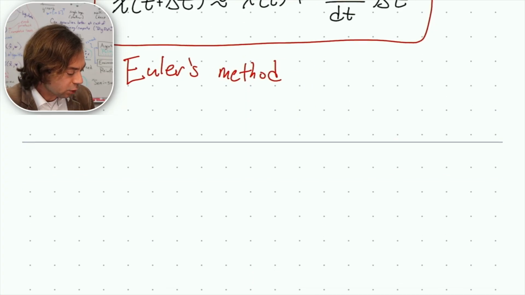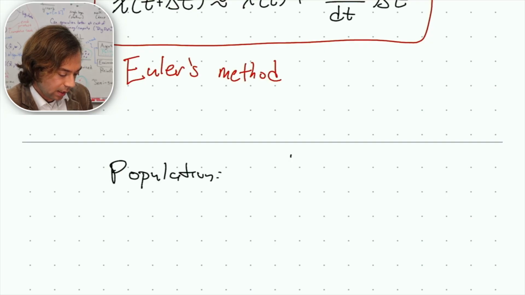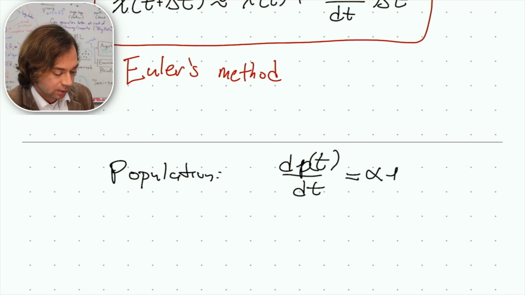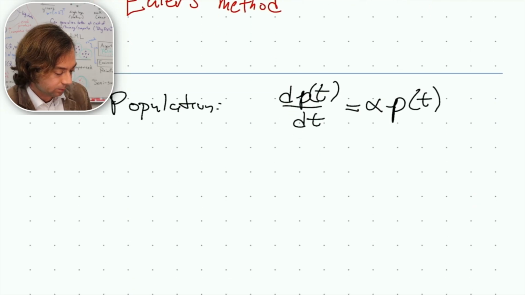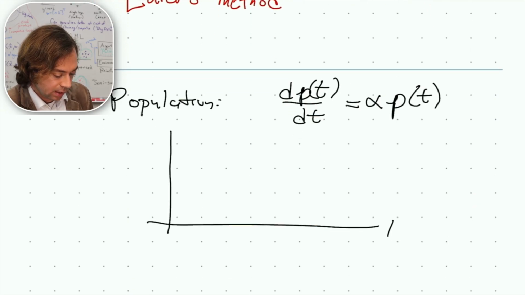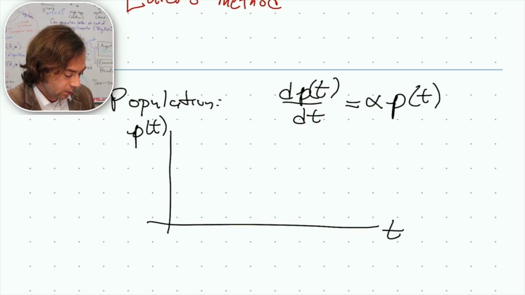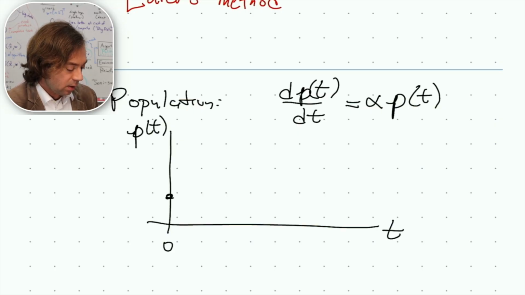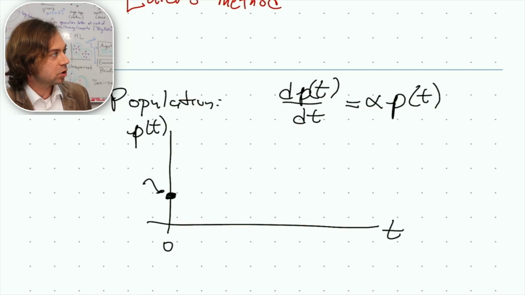So let's go back to our population example, where we said we had some dP(t)/dt, some change in population over time, is equal to some constant alpha times whatever your population is. And we say, here's time, here's our population, here's time 0. And we have to tell ourselves, what is the starting population? More generally, we call it the initial condition.